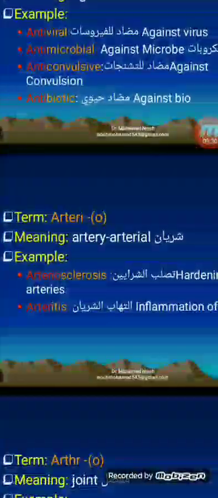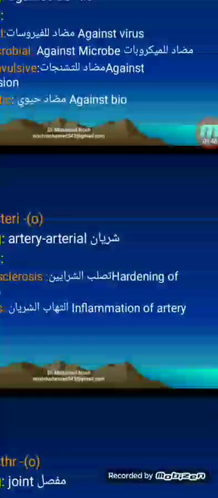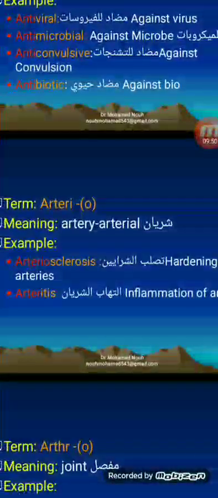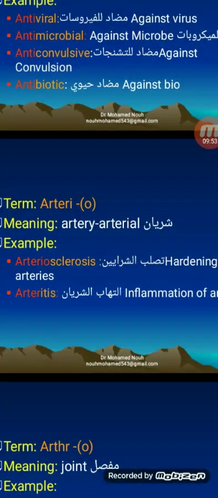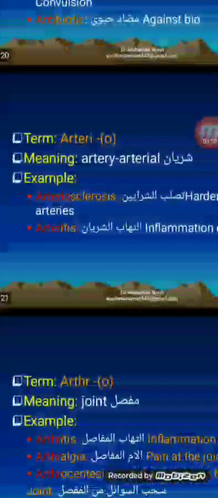The term arterial, artery and vein. You know, artery and vein. Vein means warid and artery means شريان. Arteriosclerosis means hardening of the arteries. The artery becomes tough and hard. Arteritis, inflammation of the artery.